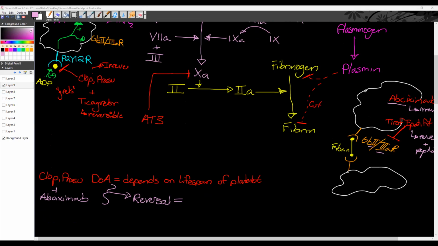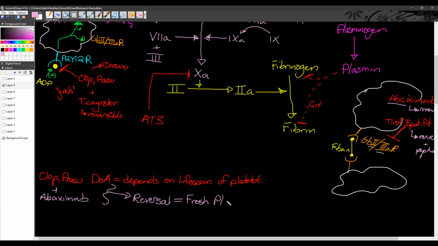So protamine can work. It can break down some of them, but the better option is andexanet. You're thinking of fondaparinux, I think, if I'm not mistaken. I have to look it up again. The reversal agent is fresh platelets. So if you're ever irreversibly inhibiting platelets, the only way that you can recover is by giving new platelets.